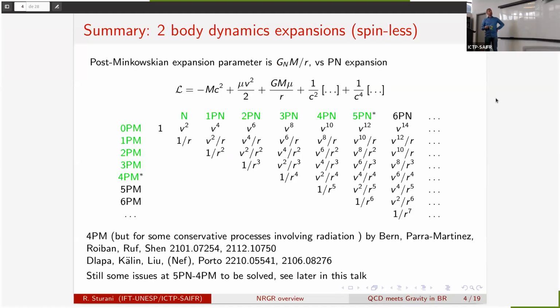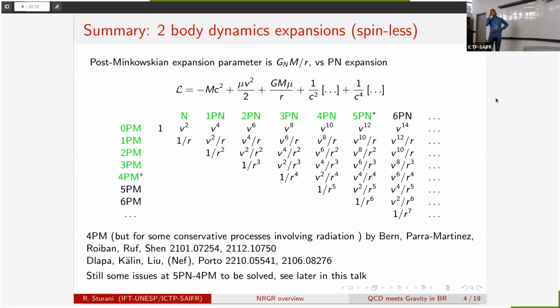Okay, just to wrap up the phenomenological picture of where we are so far. If you want to write an effective Lagrangian that includes the dynamics of two-body motion, you start with a leading term, which is the total rest mass. Then you have the Newtonian term, kinetic term plus potential. Sorry, this is the Lagrangian, so kinetic term minus potential energy. And then you have 1 PN correction, 2 PN correction, and so on.